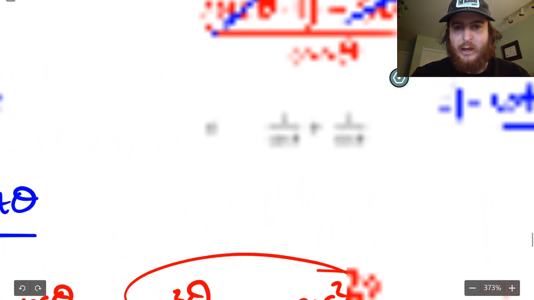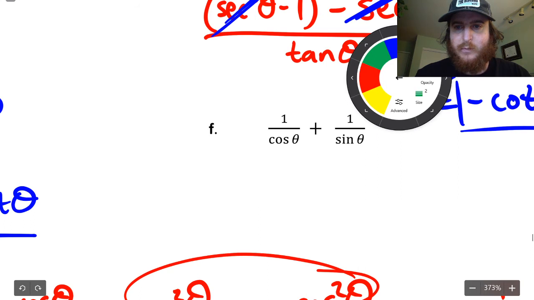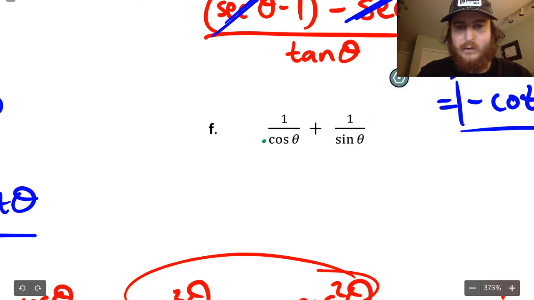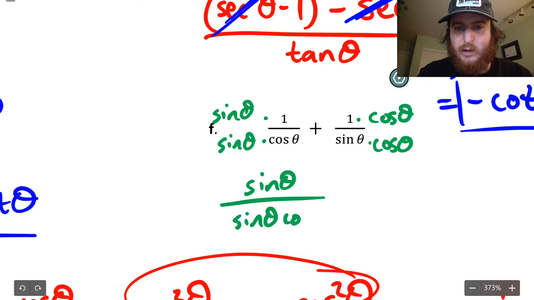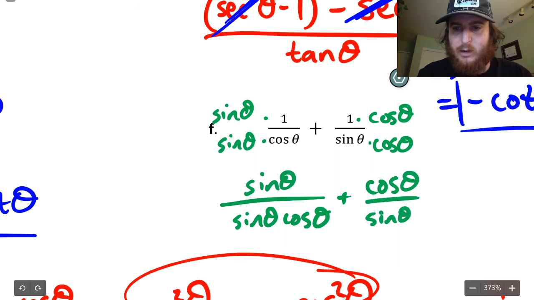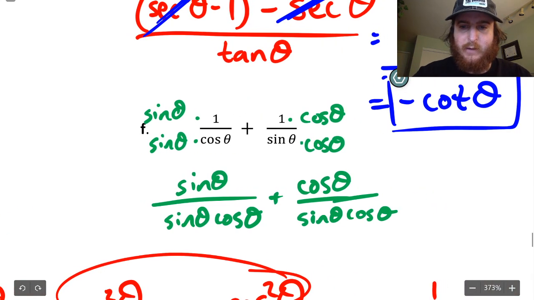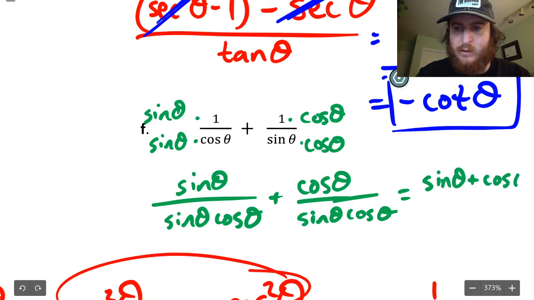Lastly is f. Okay, f is a lot easier than the one we just did. So on f, right, we multiply cosine times sine theta times sine theta, sine theta times cosine theta, and times cosine theta. And so we end up with sine theta over sine theta cosine theta plus cosine theta over sine theta cosine theta. And like I said, we're always going to add our numerator first, leave our denominator factored as long as we can. So we get sine theta plus cosine theta all over sine theta cosine theta, and that's it.